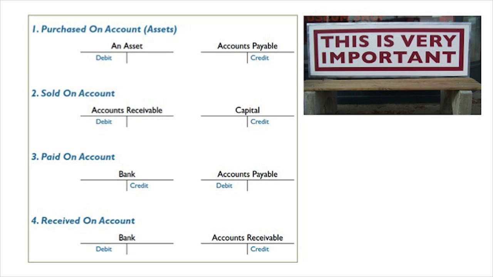Paid on account means you paid using cash the accounts payable owed. Debit accounts payable and credit cash is the accounting entry here. Received on account means the customer pays cash for the amount she owes you. You would debit cash and credit accounts receivable.